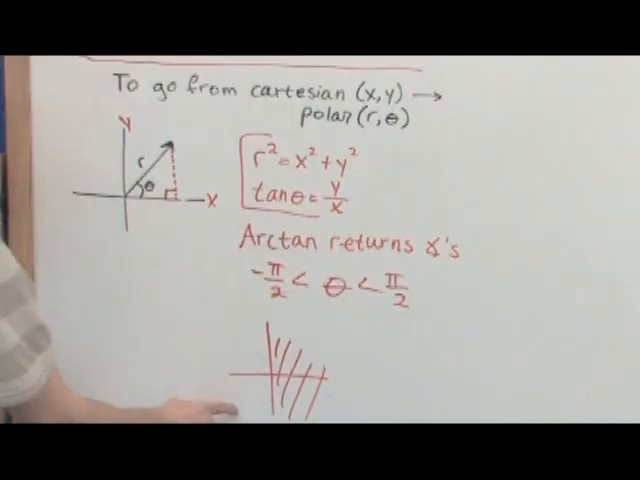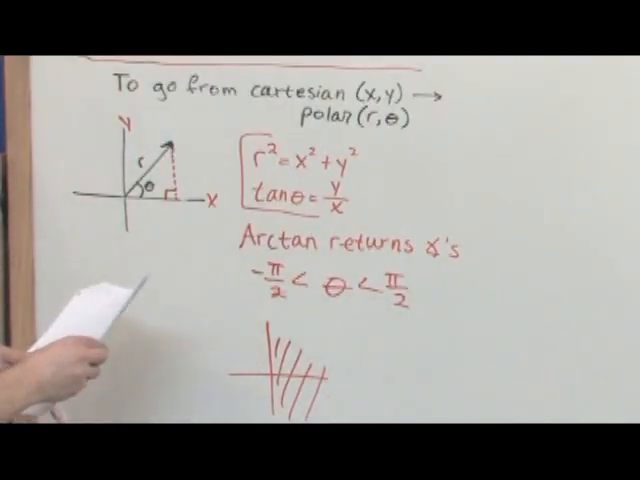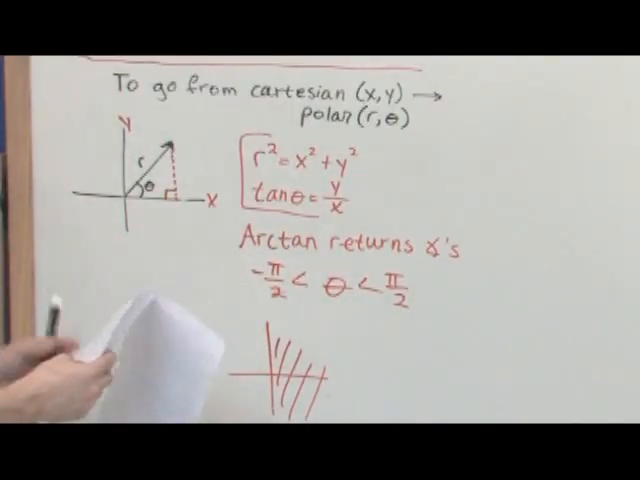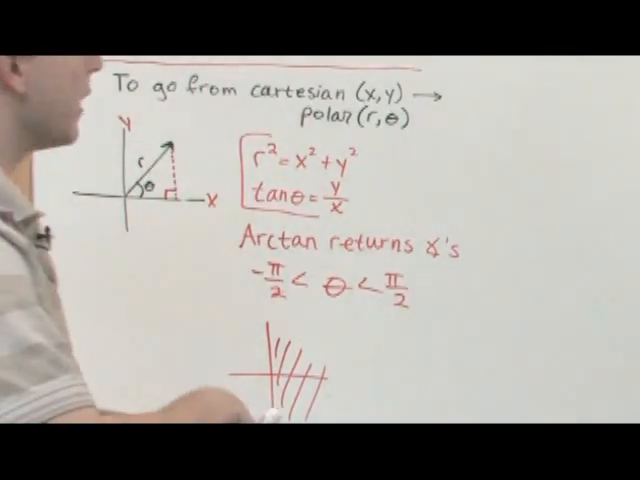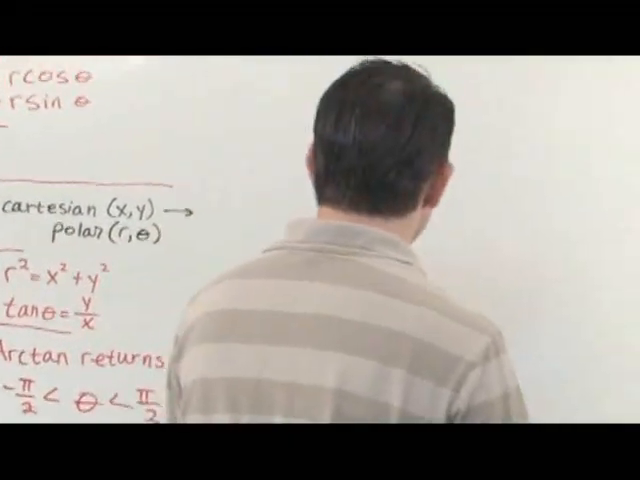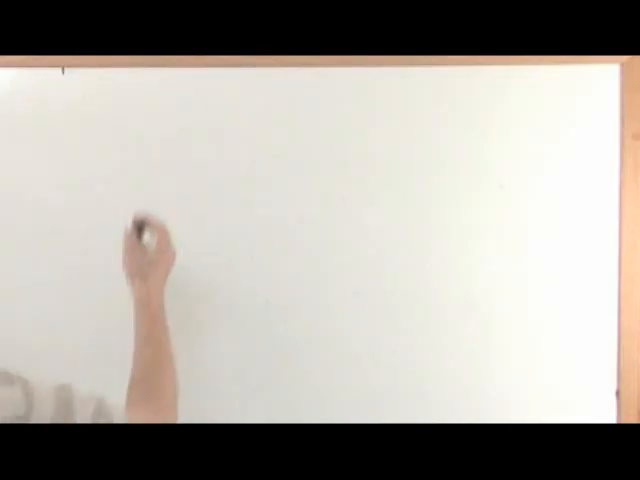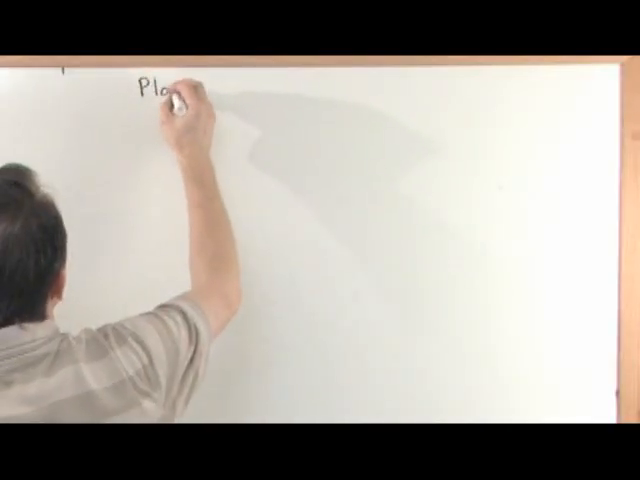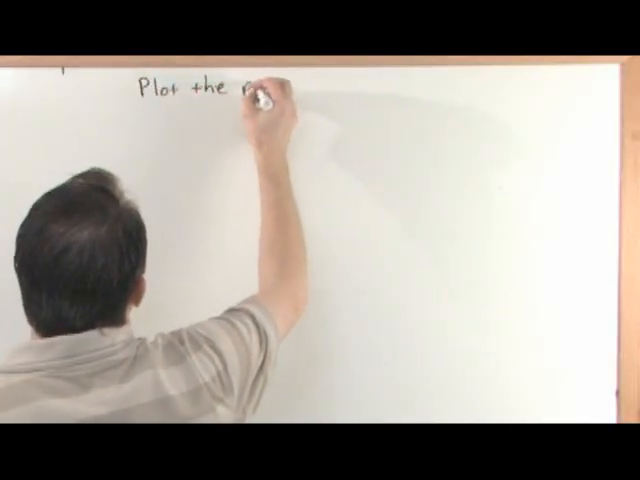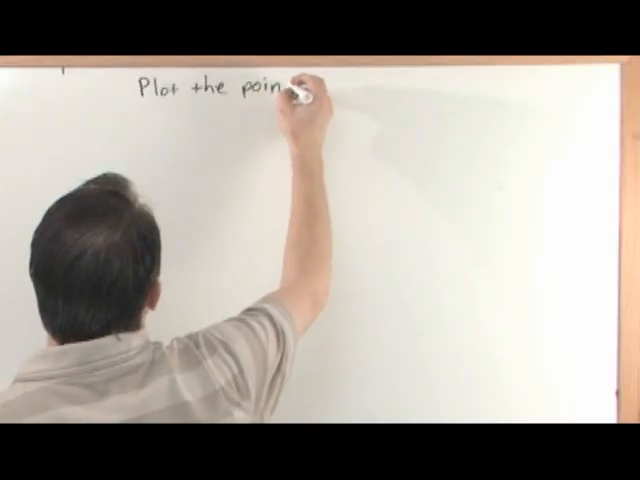Your actual angle may be over here, depending on the values of x and y. Okay, you can do this stuff all day, but it really is helpful just to work some problems. So let's do that now. What we're going to do is plot the point in these problems, which is going to be a polar point.